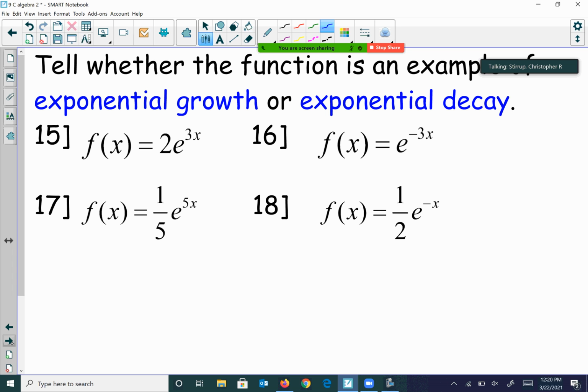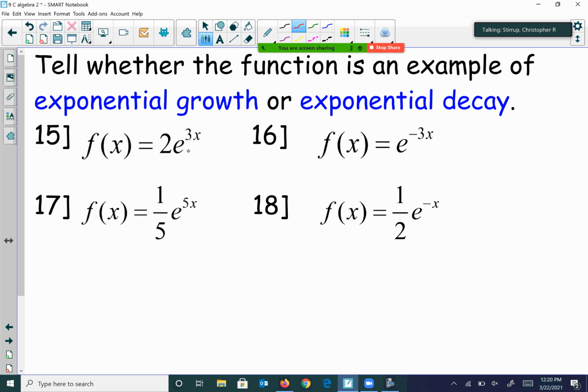All right, tell whether the function is an example of exponential growth or decay. All right, so growth versus decay. So if you were to think about what this is, remember growth means as I go to the right, I go away from our asymptote. Okay, so we have horizontal asymptotes on these. If we're not adding or subtracting anything to it right now, that means it's going to have an asymptote at 0.